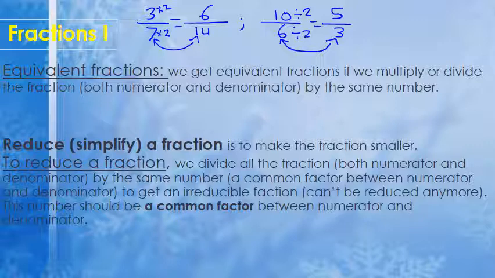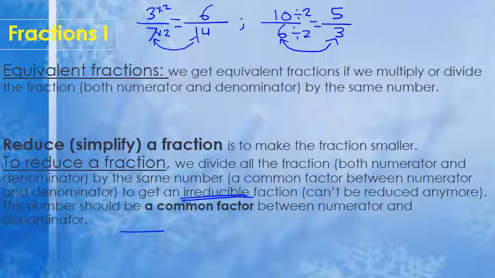Now, what do we mean by reducing or simplifying a fraction? To reduce or simplify a fraction is to make the fraction smaller. To reduce a fraction, we divide both the numerator and denominator by the same number. This number is a common factor between the numerator and denominator, to get an irreducible fraction. This irreducible fraction cannot be reduced anymore.